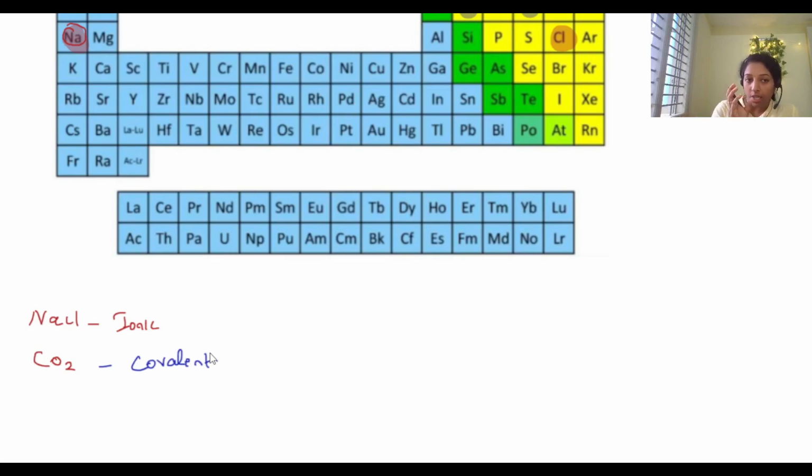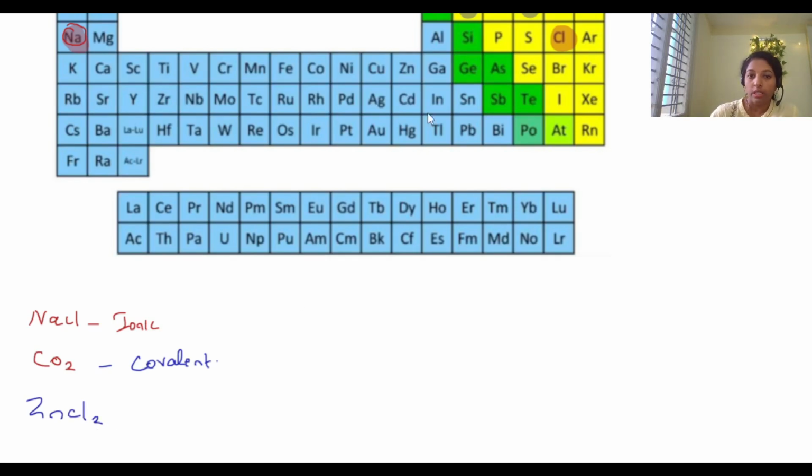Ionic means ions are there, like cations and anions. Basically, a metal and a non-metal combining is ionic. Non-metal with non-metal is covalent. Okay, once again, zinc chloride, ZnCl2.